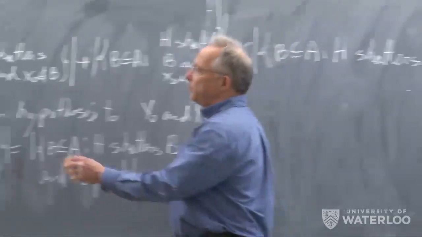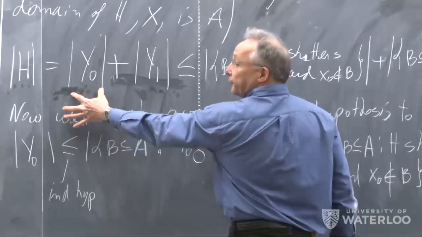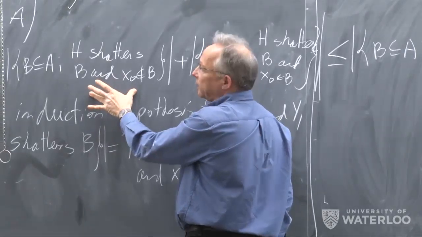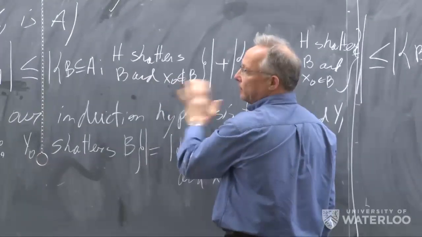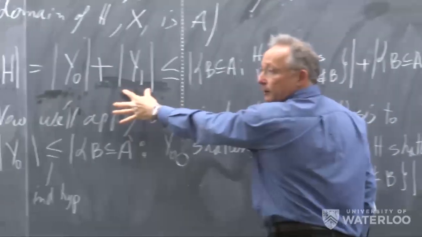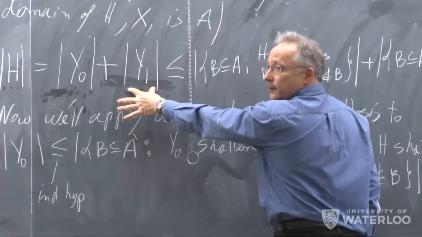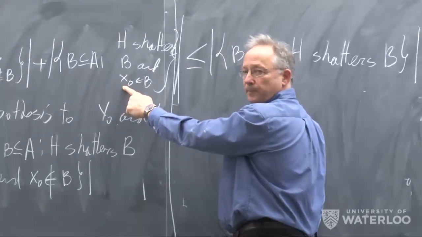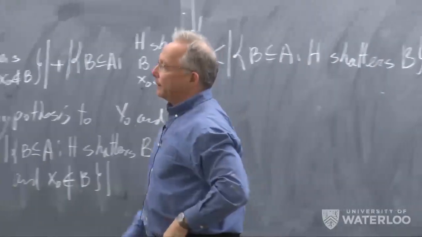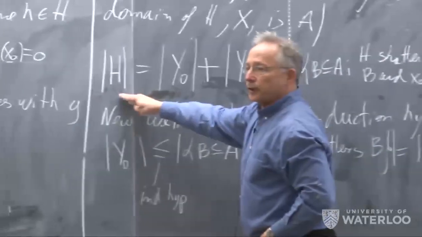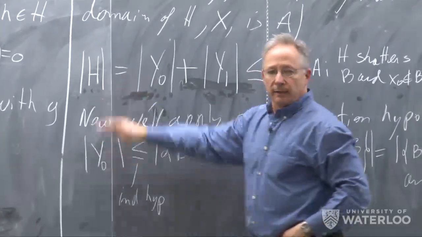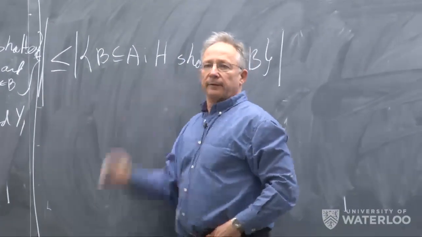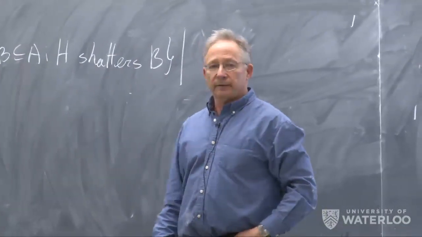So we use the induction hypothesis. This is all the behavior of A0. They are at most the subsets of A0 which are shattered, which are subsets without x0. And this is all the functions that have two extensions to x0. But in that case, we are shattering a set that contains x0. So in total, I can bound the size of H, the number of behaviors on A, by the number of subsets of A that the class shattered.